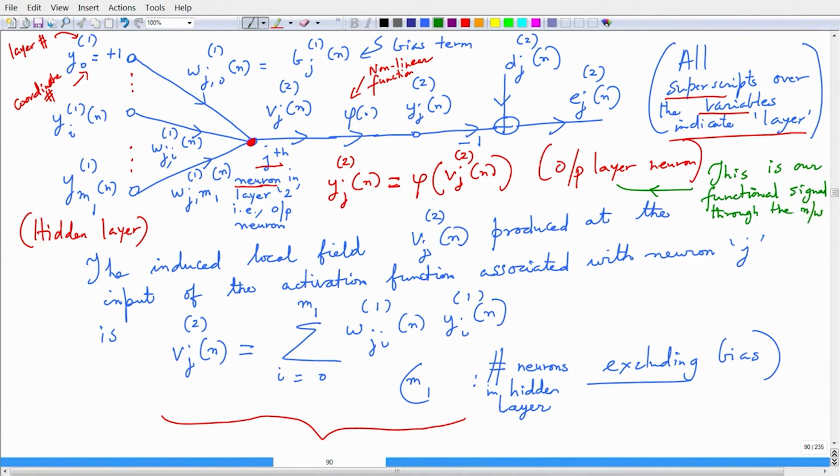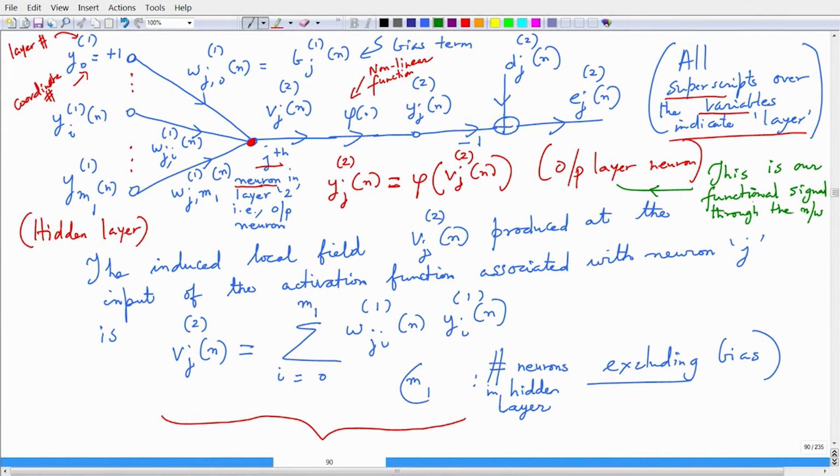But again the careful reader, the careful listener or the student will realize that this is just a single hidden layer. So, if you were to generalize, you can think about cascading all these functional signals through the various layers, but for the purposes of illustration and ease of understanding, we are sticking to one layer, one hidden layer. Okay.